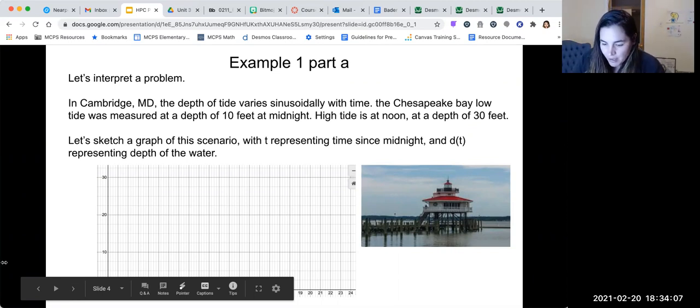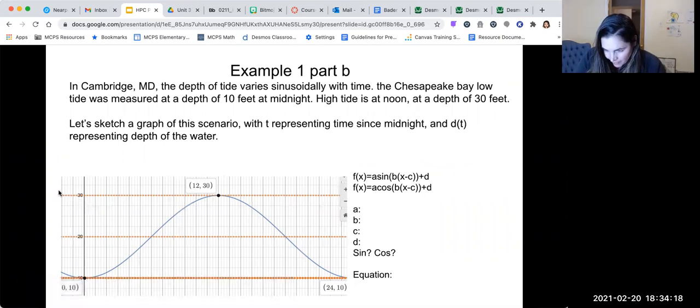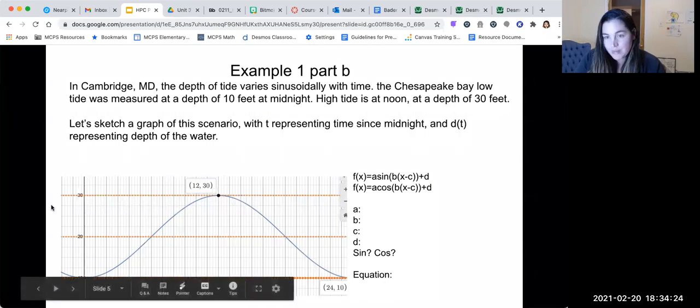You're welcome to pause and sketch on your own and see how it looks. But here's what the sketch looks like. So at 12 is our maximum, right? So noon, the high tide is a depth of 30 feet. And then at midnight, we have a depth of 10 feet. And then this is a 24-hour cycle. So back to 10 at 24, okay? All right, so there's a little sketch.